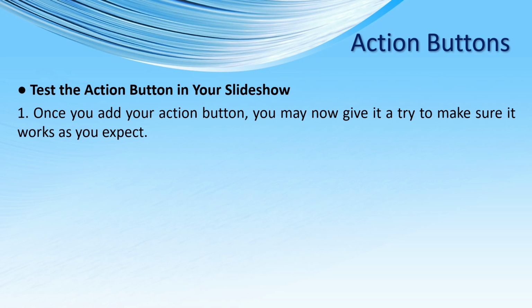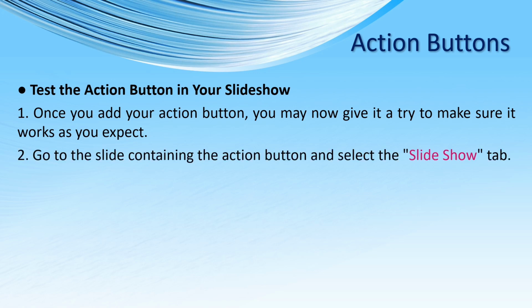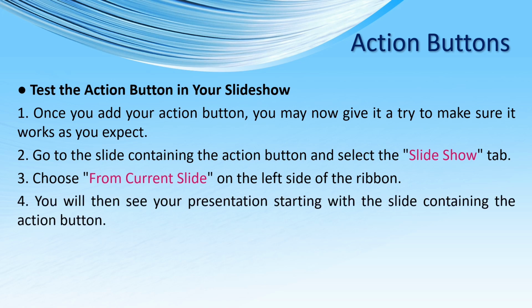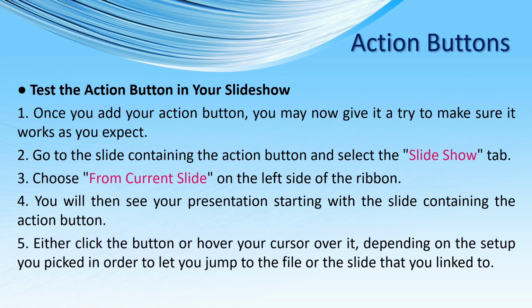To test the action button in your slideshow: 1. Once you add your action button, you may now give it a try to make sure it works as you expect. 2. Go to the slide containing the action button and select the Slide Show tab. 3. Choose From Current Slide on the left side of the ribbon. 4. You will then see your presentation starting with the slide containing the action button. 5. Either click the button or hover your cursor over it, depending on the setup you picked, in order to jump to the file or the slide that you linked to.